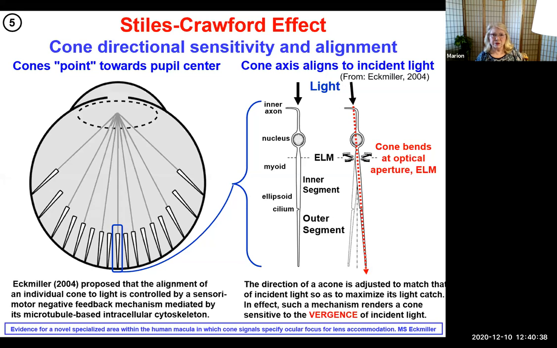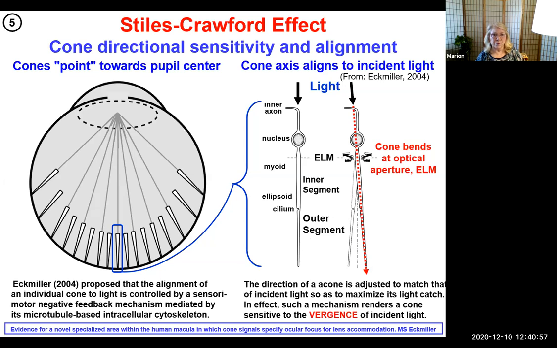So the cone needs to remain straight and rigid for this part that bends. Let me say the cone connects to the next cell, the bipolar cells, via its axon, which is coming out here. We're going to talk about this inner axon quite a bit.